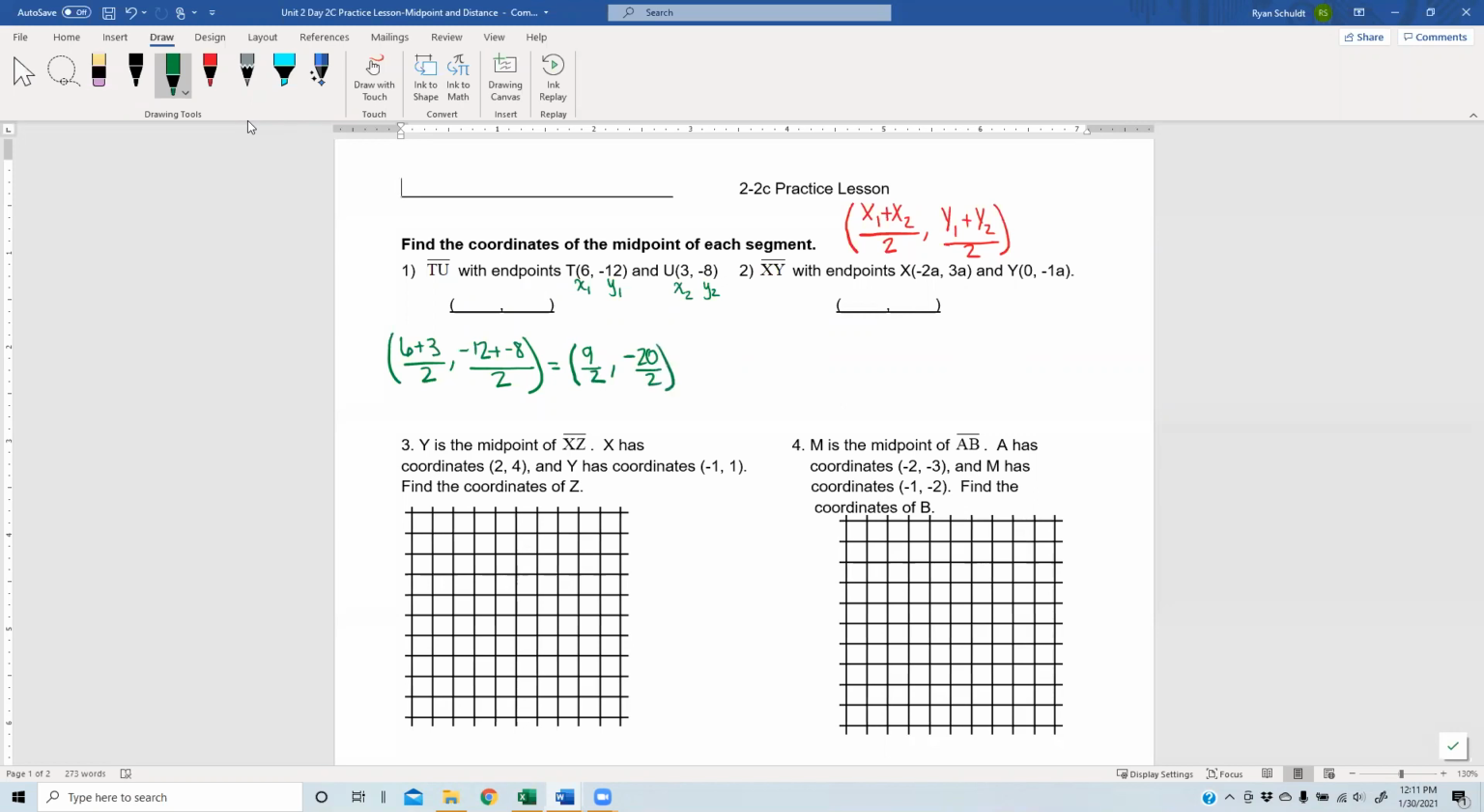Now I need to try to simplify my fractions. 9 over 2, I can't. I'm stuck. So this just stays 9 over 2. -20 over 2, though, I can simplify to -10. So there's my answer. 9 over 2, comma, -10. Okay. Number 2.